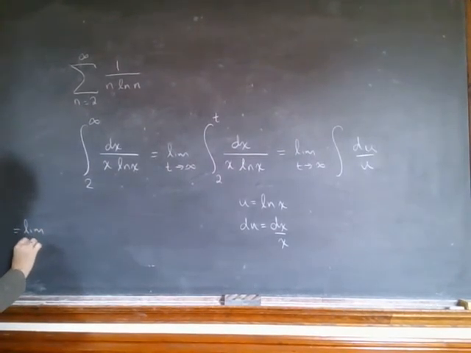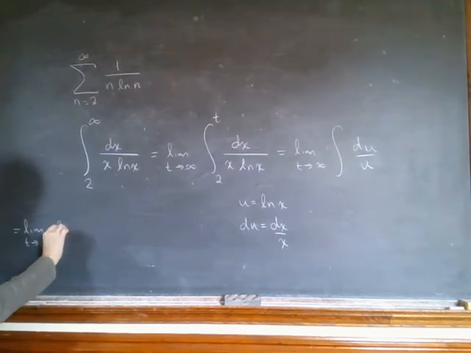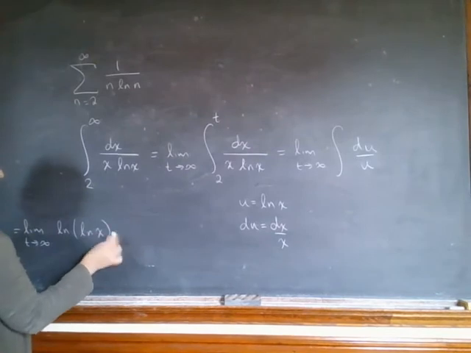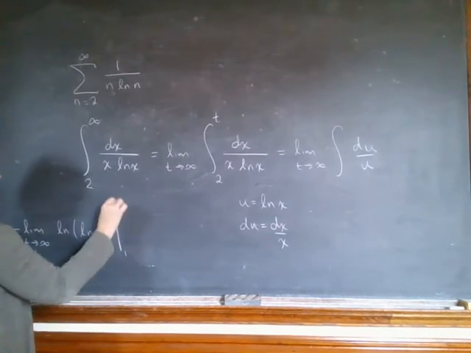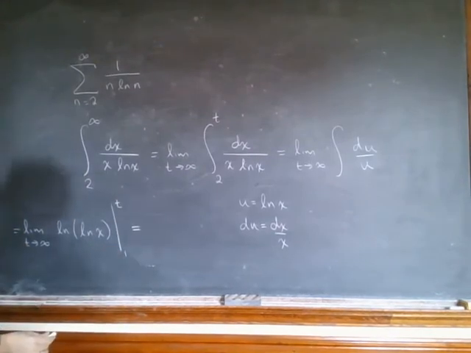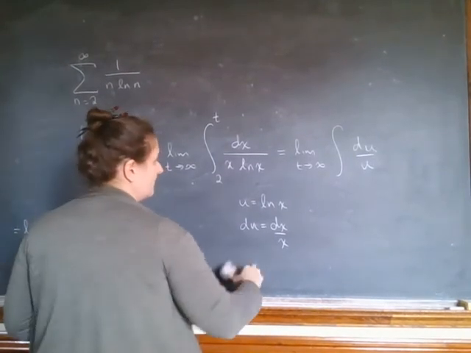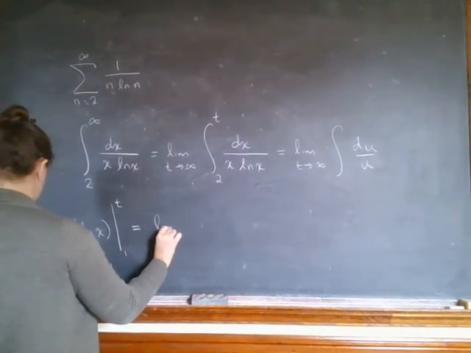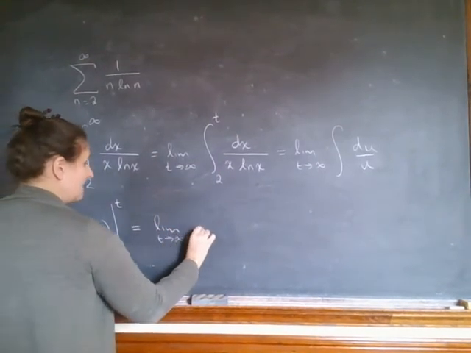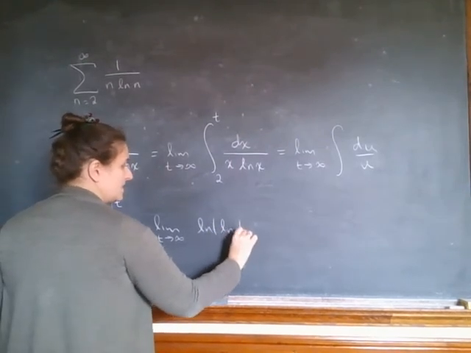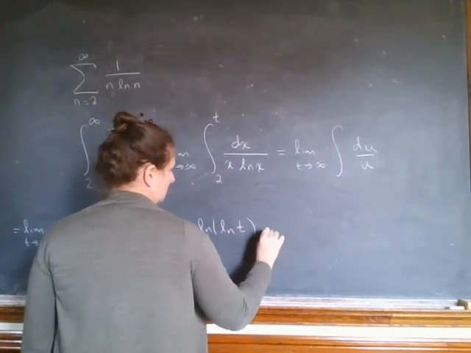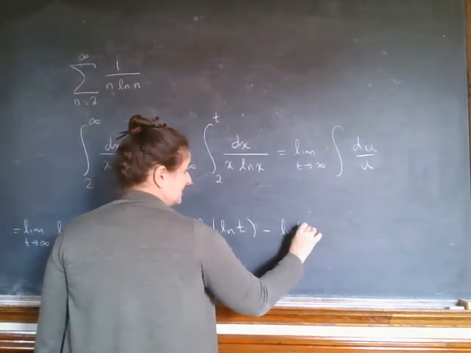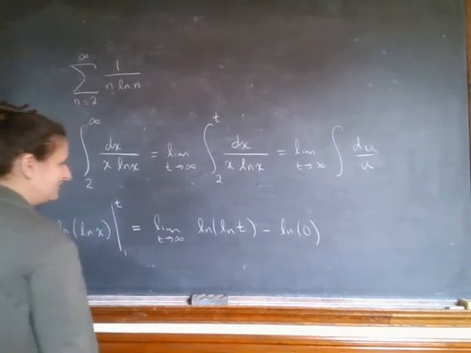the limit as t goes to infinity of natural log of u, but u is natural log of x, so I got natural log of x, evaluated from 2 to t. See, I should have written that up there. Okay, so what I have is the limit as t goes to infinity of natural log of natural log of t minus, even worse, natural log of natural log of 2.